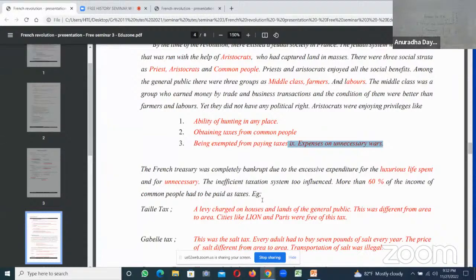Gabelle tax was the salt tax. Every adult had to buy 7 pounds of salt every year. The price of salt differed from area to area. Transportation of salt was illegal. So there were problems because of this illegal transportation. Some people on the side tried to transport salt, so that became a problem.